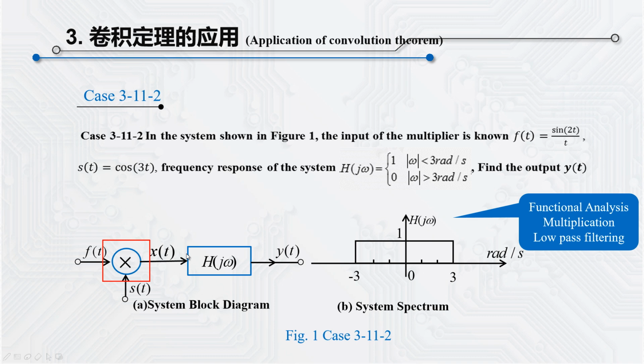As shown in Figure A, in this system, f(t) is multiplied by s(t). The product enters a low-pass filter. Finally, the output y(t) of the system is generated. Here, H(j omega) is a low-pass filter. Why? Let's take a look at its spectrum. The highest cut-off frequency of H(j omega) is 3. When the frequency is more than 3, its amplitude frequency characteristic becomes 0. So it's a low-pass filter.